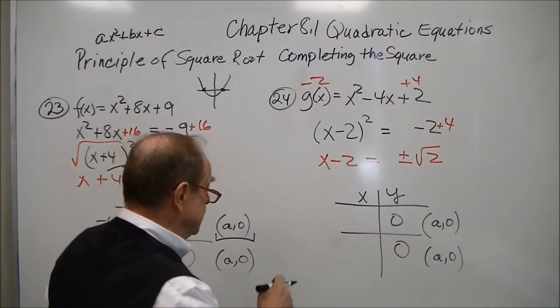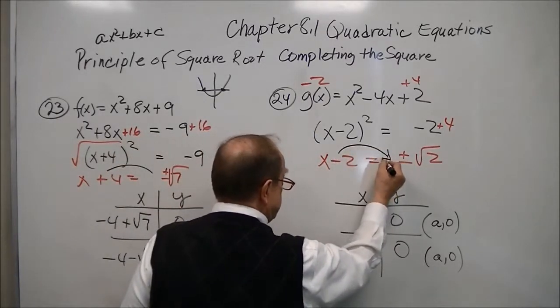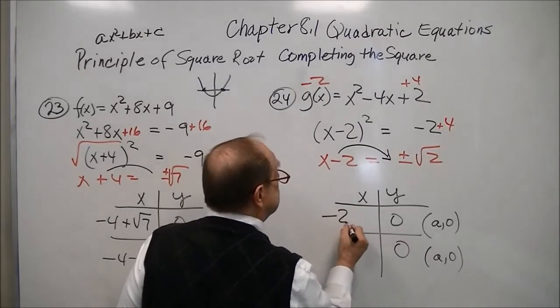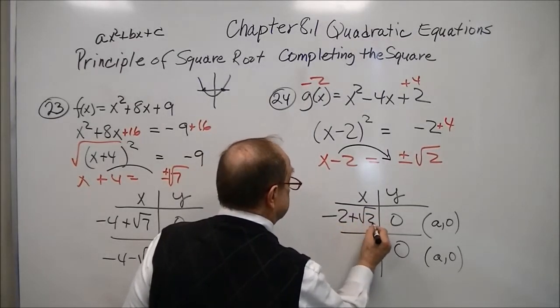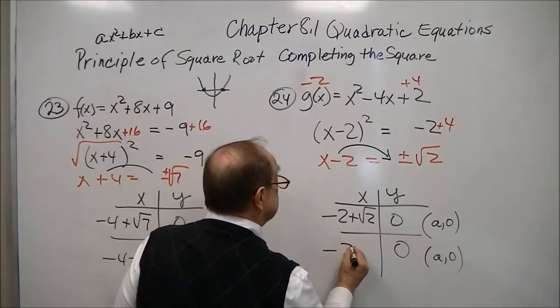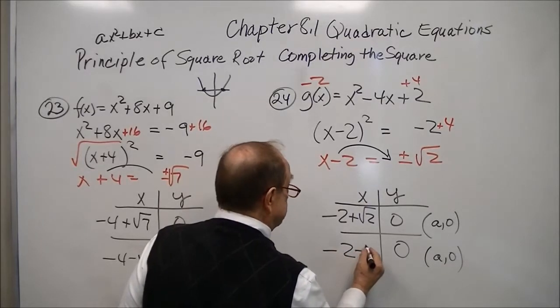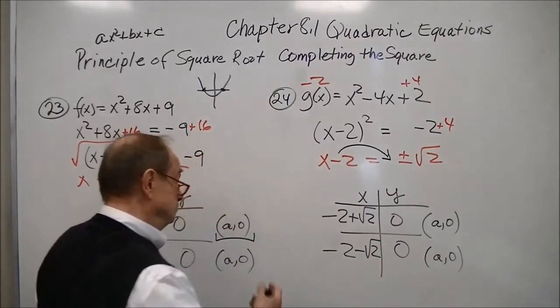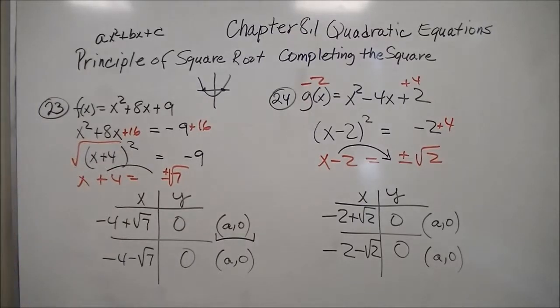So my intercepts then, once I transpose that, will be a negative 2 plus the square root of 2 and a negative 2 minus the square root of 2. Okay, I think that's good. Yep, those are good.